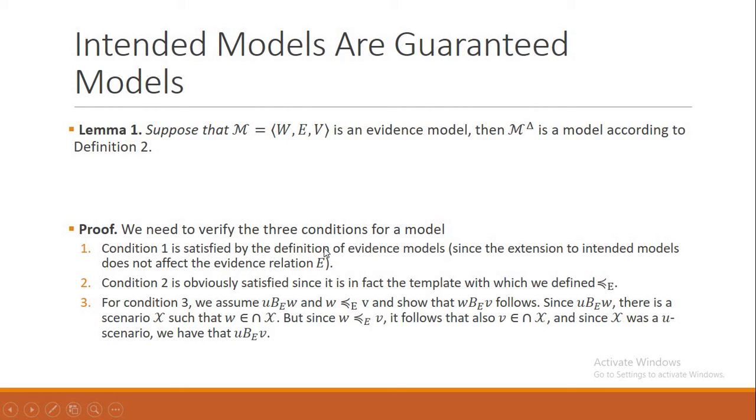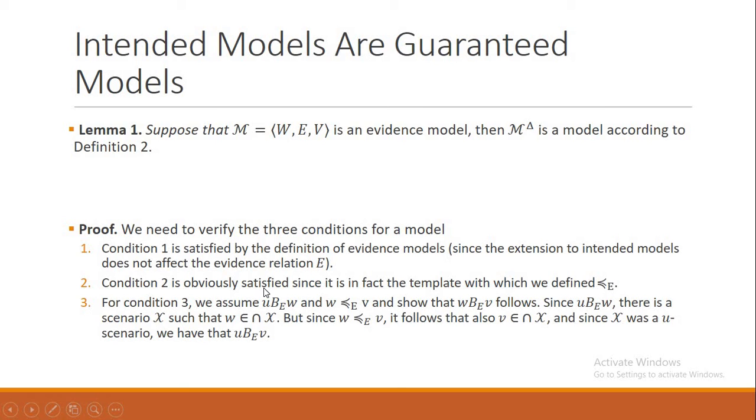Now, condition one is satisfied with the definition of evidence models. What condition one said was just that no evidential state has the empty set as a piece of evidence, and every evidential state has the entire universe W as a piece of evidence. This is satisfied by the fact that M is already an evidence model. It's in the assumption, and our extended structure M delta does not have any effect on E. It just adds two new modal relations, but it doesn't have any effect on E. So condition one won't be nullified by this construction. And condition two is obviously satisfied.